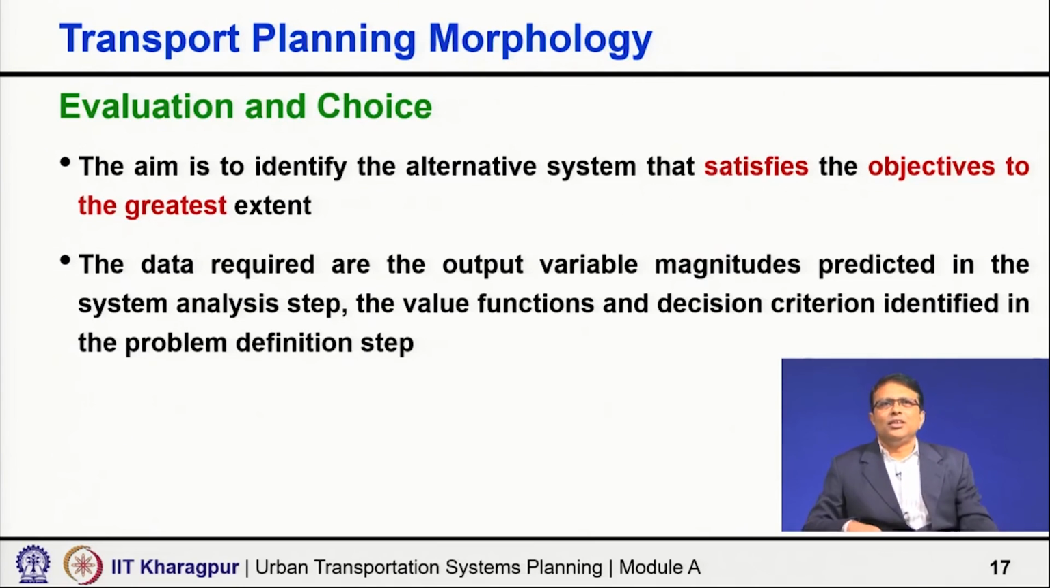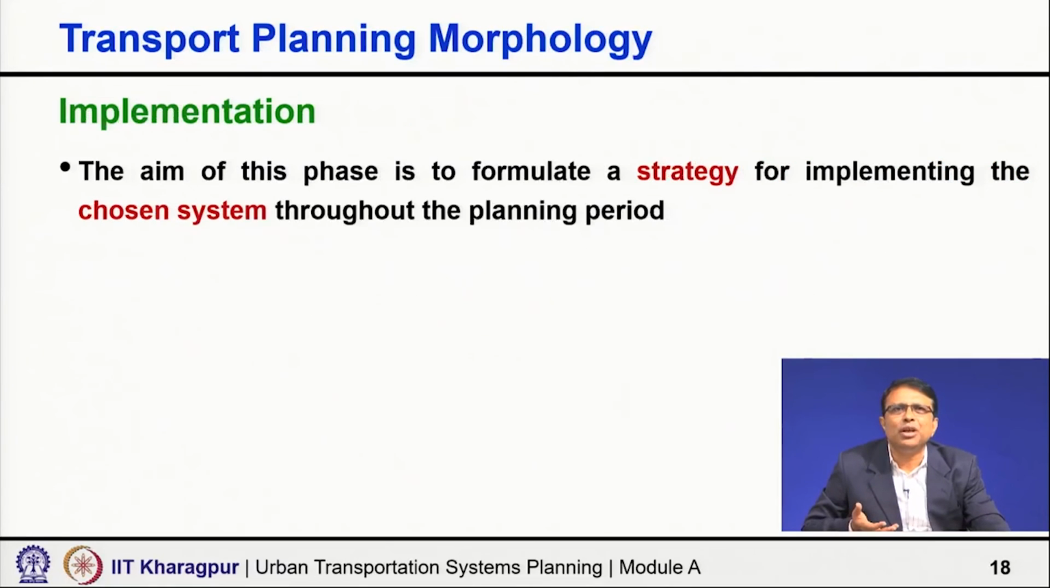Once that is done, then we need to evaluate the alternative solutions, and what is our aim here? We want to actually identify the alternative that satisfies the objective to the greatest extent, right. And the criterion we have already decided earlier. So, the data required are the output variable magnitudes predicted in the system analysis step and the value function and decision criteria identified in the problem definition step. So, now that is what we evaluate and we choose, that means we recommend the solution.